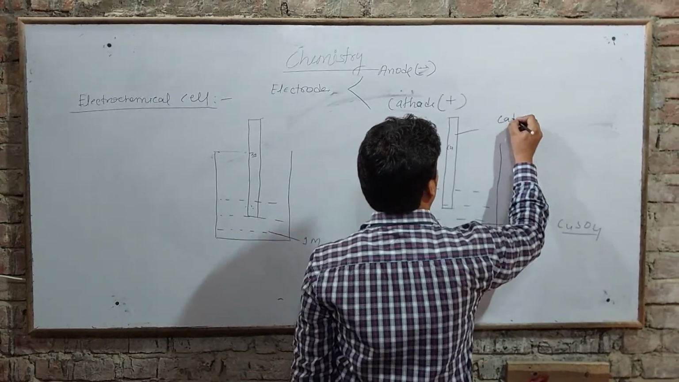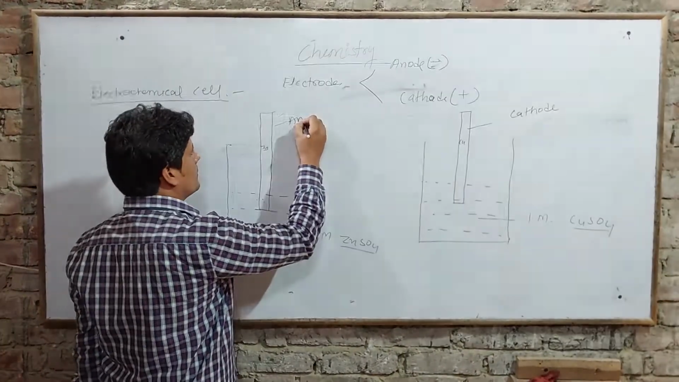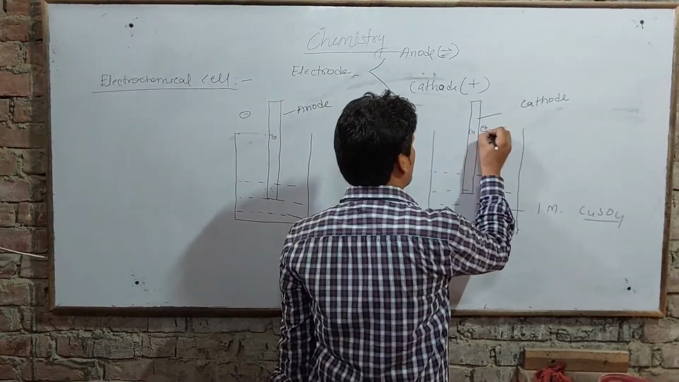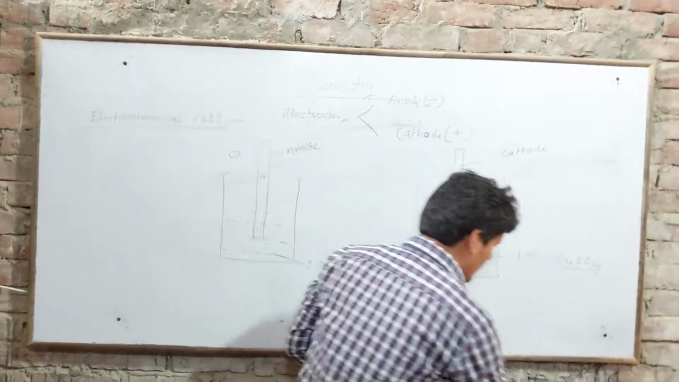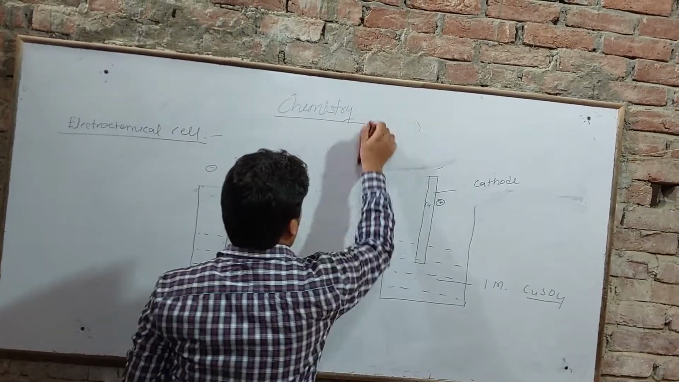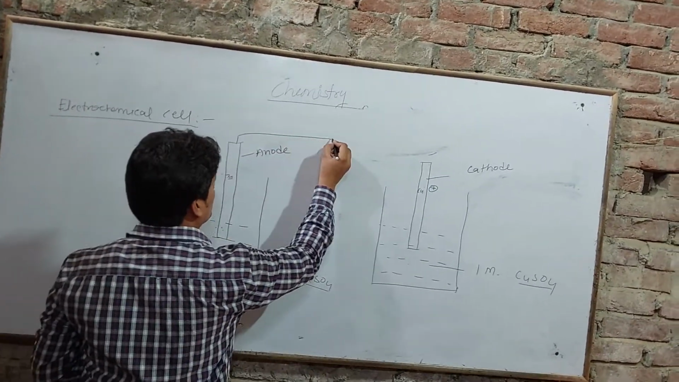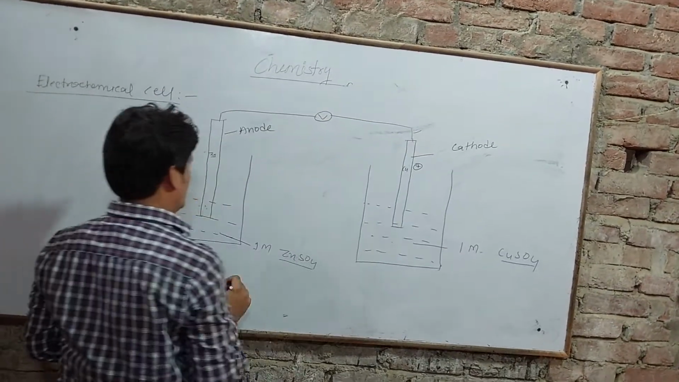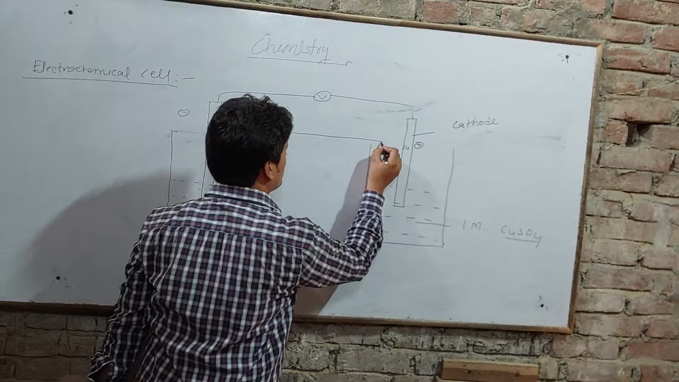Copper acts as cathode, while zinc rod acts as anode. It is negatively charged and the other is positively charged. These electrodes are connected through electric wires, with a voltmeter. They are connected with electric wire, and these containers are connected with the help of a salt bridge.